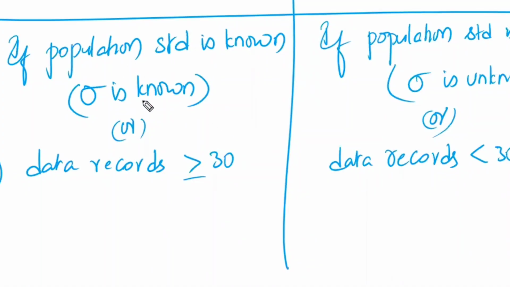For example, if sigma is given in the question, directly go with the Z test. If sigma is not given, check whether the data has more than 30 records or not. If at least this condition is satisfied, you can go with the Z test. If both conditions fail, then you have to apply the T test. Mandatory, you have to apply the T test. Right?